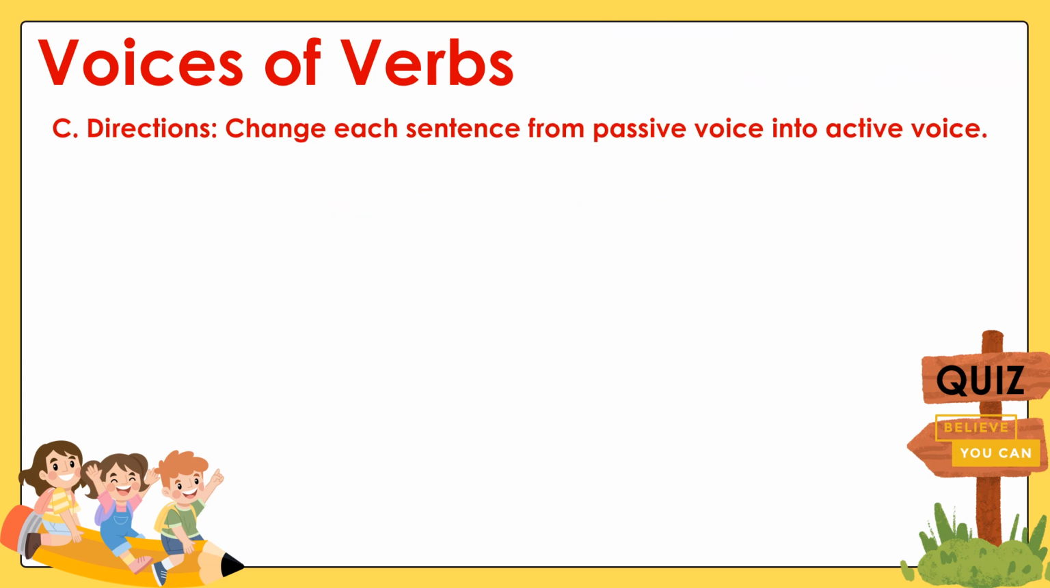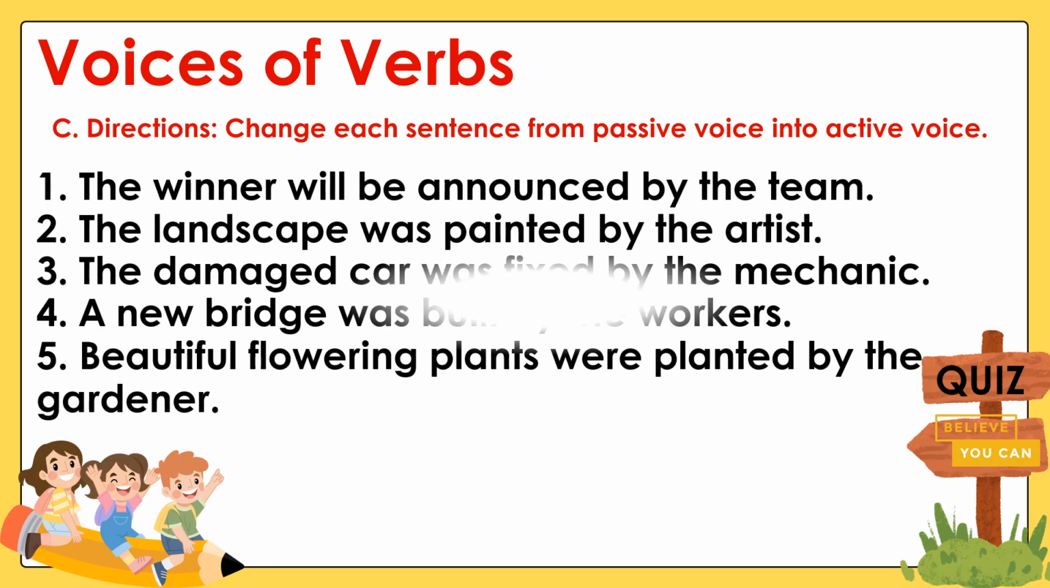Letter C, directions: change each sentence from passive voice into active voice. Number 1, the winner will be announced by the team. Number 2, the landscape was painted by the artist. Number 3, the damaged car was fixed by the mechanic. Number 4, a new bridge was built by the workers. And number 5, beautiful flowering plants were planted by the gardener.